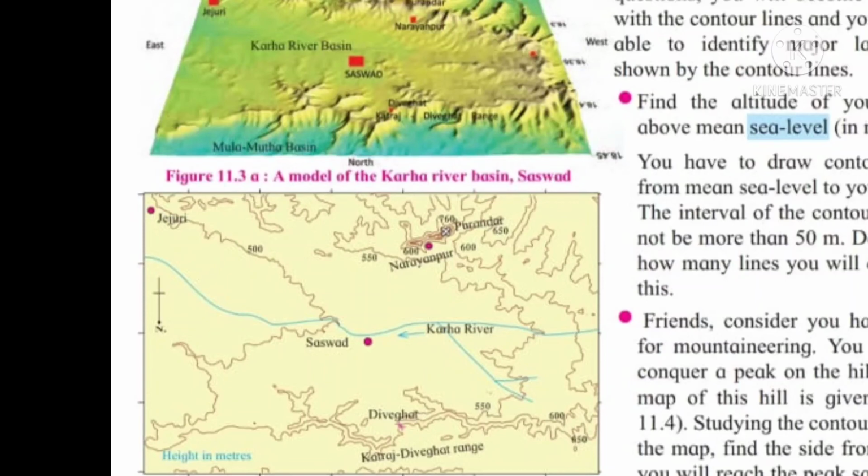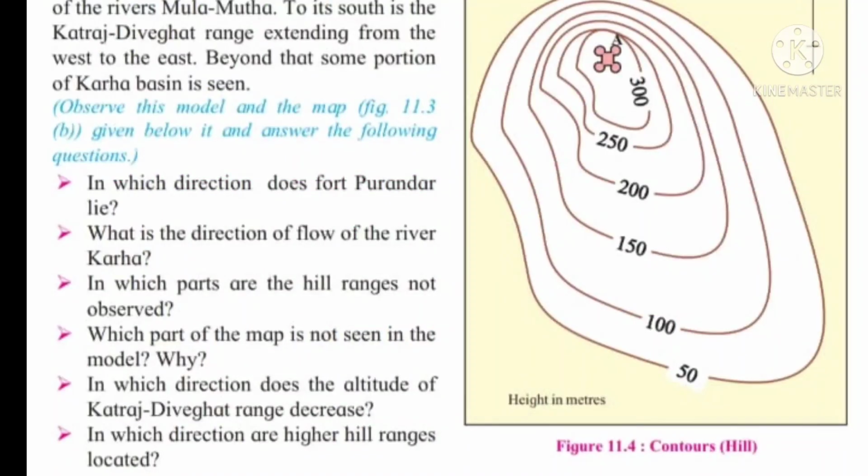Which part of the model is not seen in the map and why? Kara River Basin and Mulamutha River Basin are seen in the model but not on the map. This is because the river being flat, it cannot be represented by contour lines in a 2D map, unlike the presentation seen in the 3D model. The next question is, in which direction does the altitude of Katraj Diveghat range decrease? The Katraj Diveghat ranges decrease in the northeast. In which direction are higher hill ranges located? Southeast hill ranges bordering Jejuri.